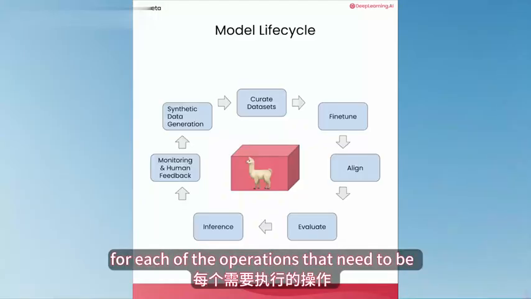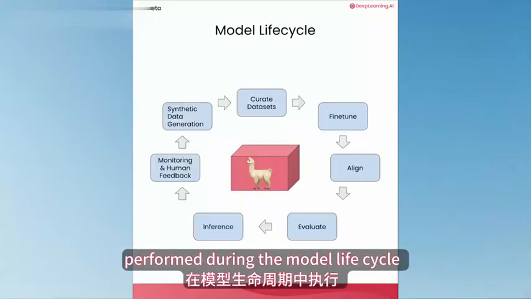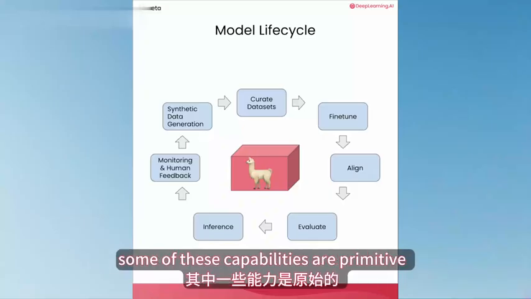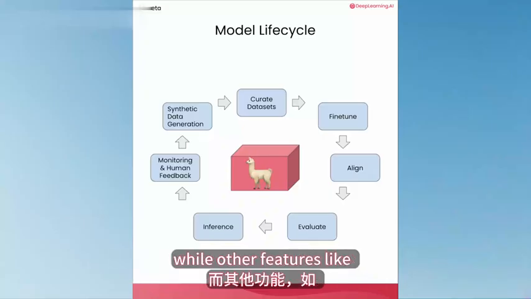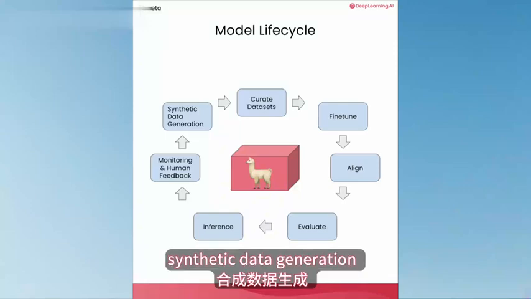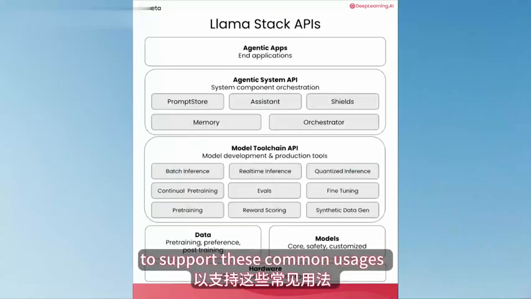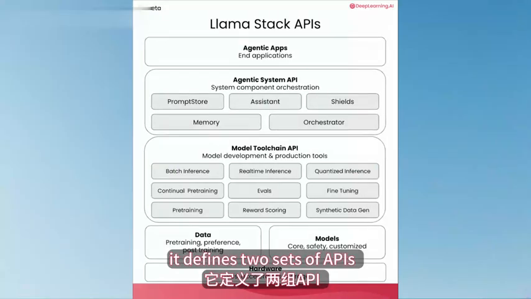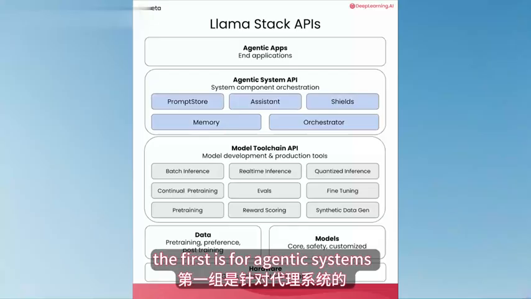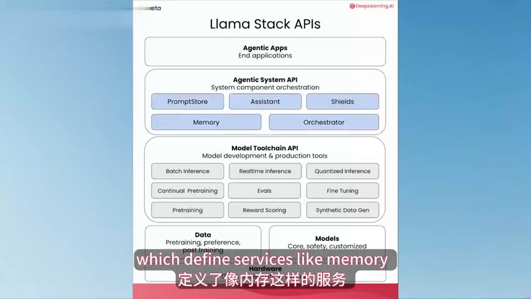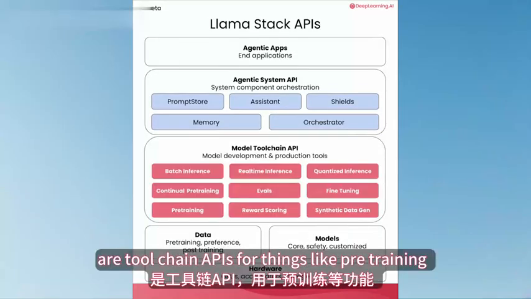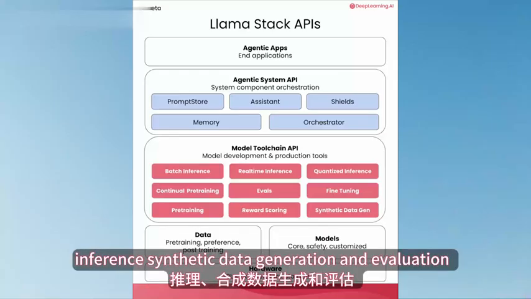For each of the operations that need to be performed during the model lifecycle, we identified the capabilities as toolchain APIs. Some of these capabilities are primitive operations like inference, while other features like synthetic data generation are composed of multiple capabilities. To support these common usages, we released the Llama Stack APIs. It defines two sets of APIs. The first is for agentic systems, which define services like memory, shields, or orchestrators. The second are toolchain APIs for things like pre-training, inference, synthetic data generation, and evaluation.